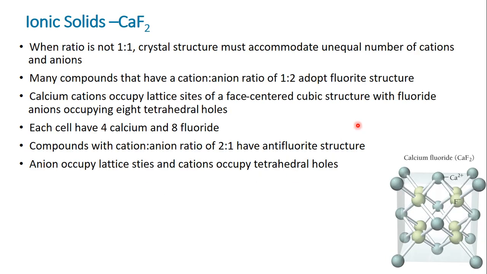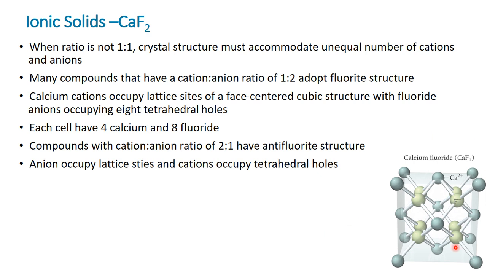Our next structure that we're going to talk about is calcium fluoride. And these structures happen when your ratio of anion to cation is not 1:1. Therefore, our crystal structures have to accommodate an unequal number of cations and anions. Now, many compounds that have a cation-anion ratio of 1:2 will adopt this fluorite structure that calcium fluoride is showing. Here, our calcium cations are occupying the lattice sites of a face-centered cubic structure, and our fluoride anions are occupying our tetrahedral holes, 8 of those that we talked about on the previous slide.